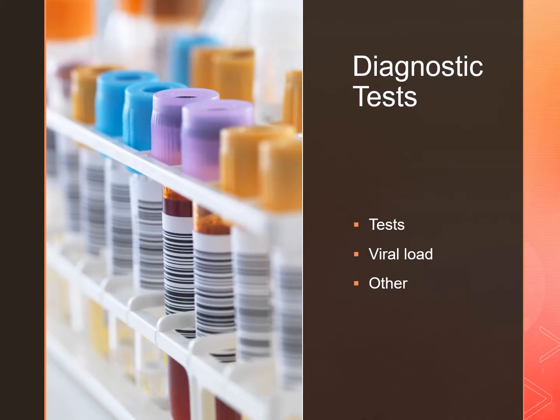Different tests that can be done include the ELISA test, the Western blot, and a total T cell 4 count. A viral load, which is a P24 antigen test, polymerase chain reaction. This will help guide drug therapy and the progression of the disease. And other cancer screenings include Pap and cervical tests.